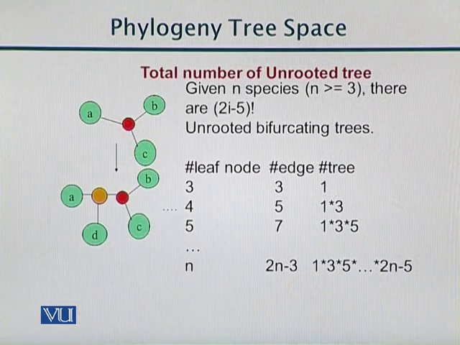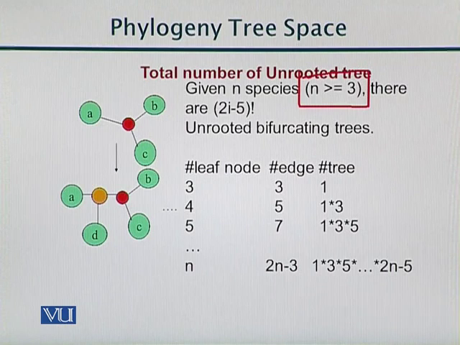Total number of unrooted trees. If we have n species where n is greater than or equal to 3, because again we are working on evolutionary relationships, and that is by multiple sequence alignment, the number should be more than 2. That's why we have put n is greater than or equal to 3 here. And we say that there are 2n minus 5 factorial unrooted trees. So how? If we have the number of leaf nodes at 3, then the number of trees would be 1.